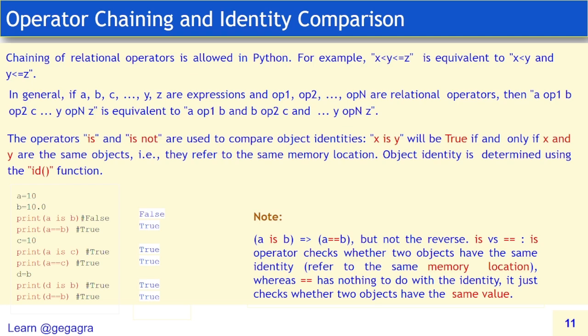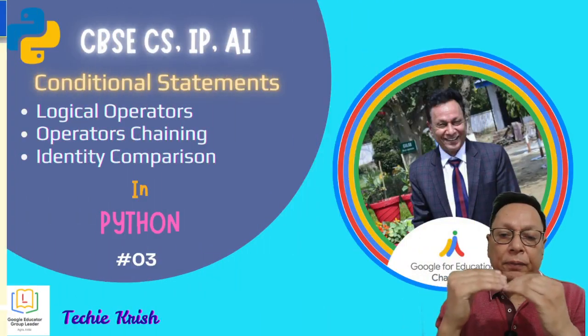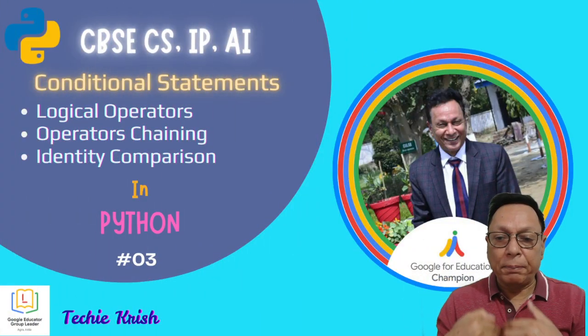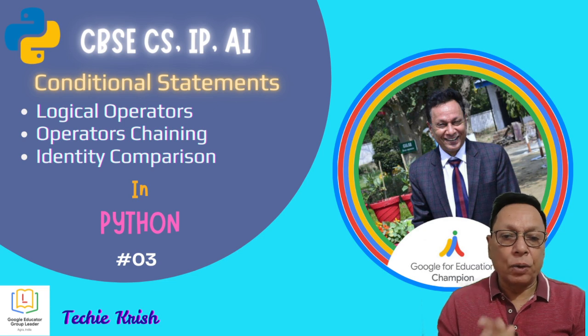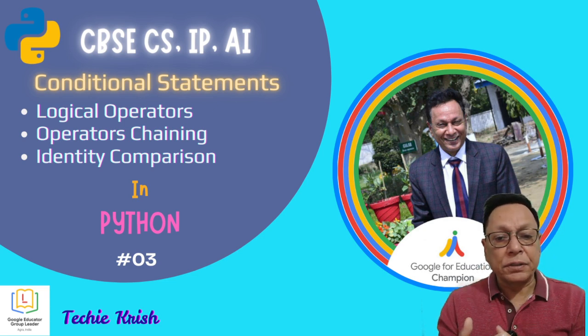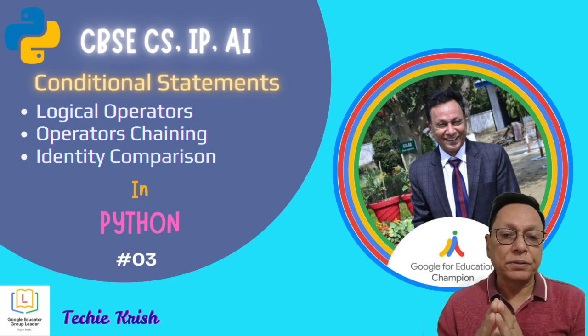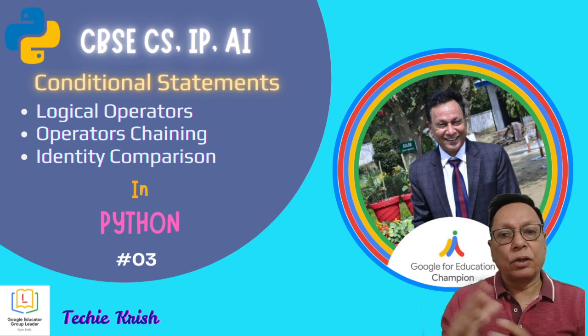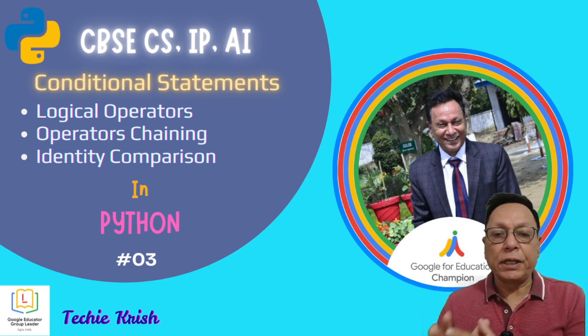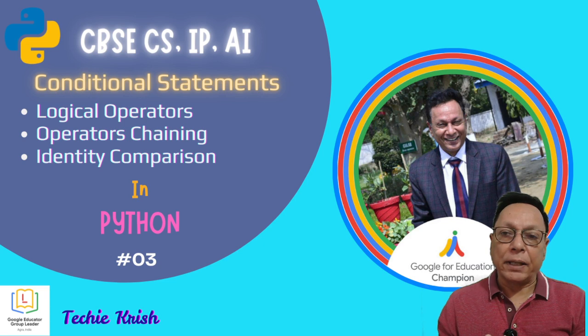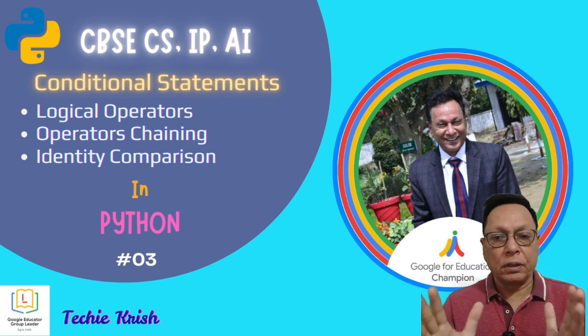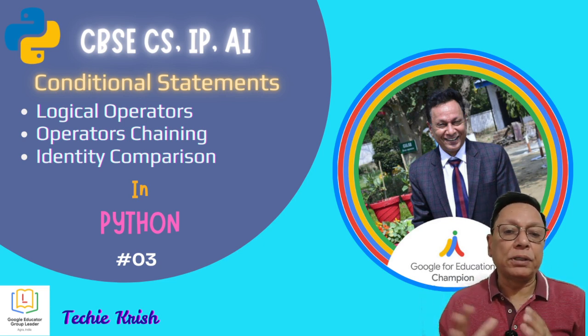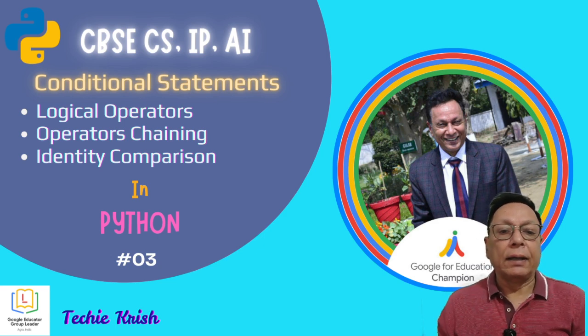Although we have not discussed the if statement here, means how to apply these logical operators and how to use the id function in conditional operators or condition framing programs. But you'll have to have in your mind what the logical operators are, what operator chaining is, and what identity comparison is. So hope you understood this video and this concept: logical operators, operators chaining, and identity comparison.